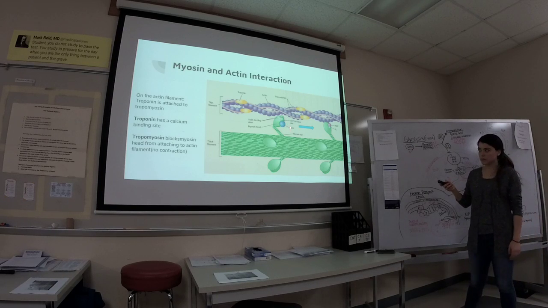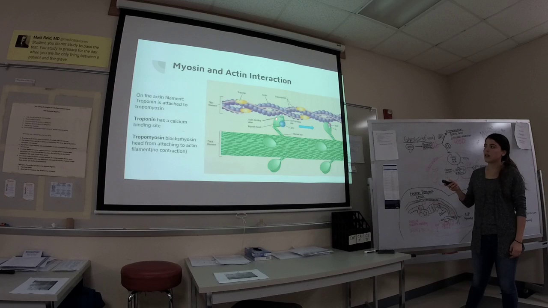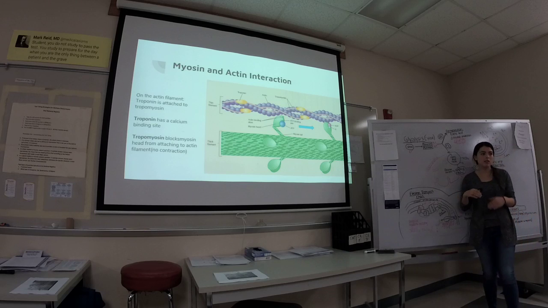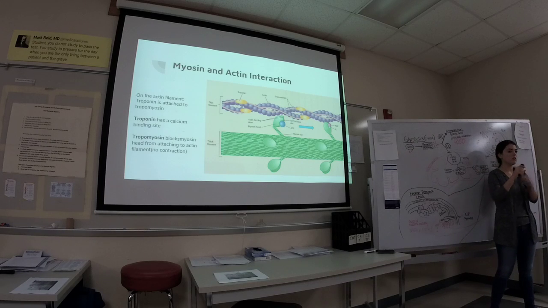And so the myosin head attaches to the actin at a specific site, but what happens is that this little pink filament here is called tropomyosin. That blocks the site where the myosin head would attach to the actin.